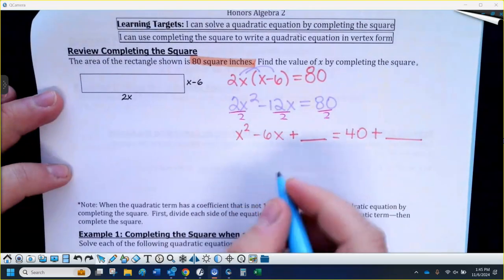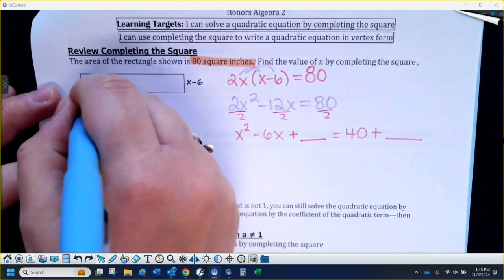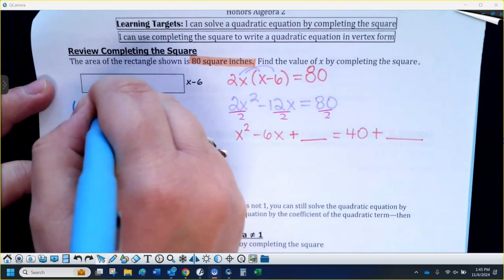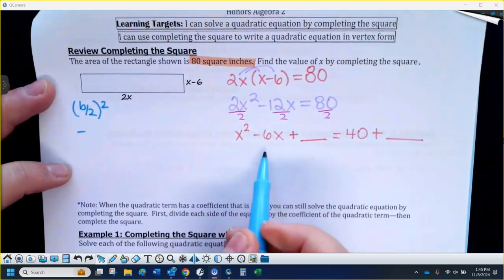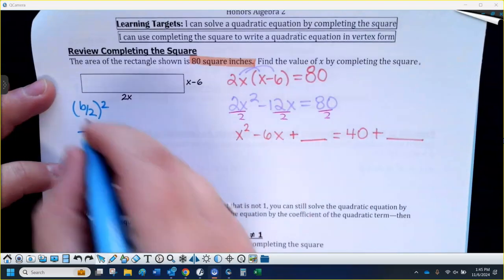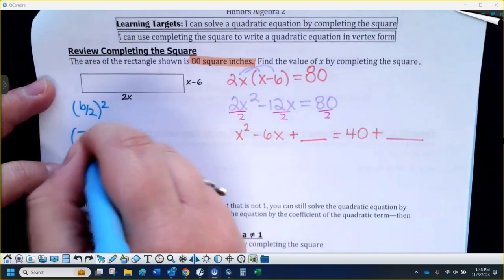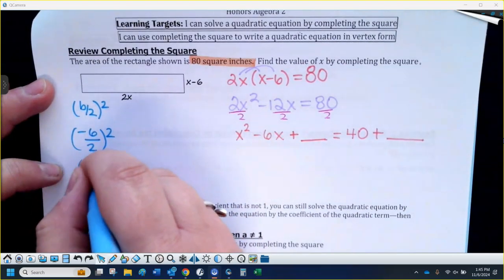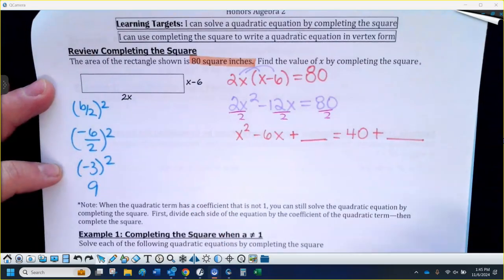Yes, b value divided by 2 squared. So, if you want to write that little magic number, it's b value divided by 2 squared. Your b value is just the coefficient of your linear term. So negative 6 divided by 2, then I must square that. So negative 3 squared, which is 9.